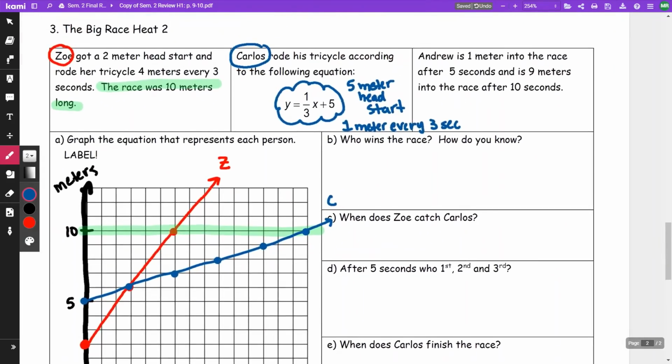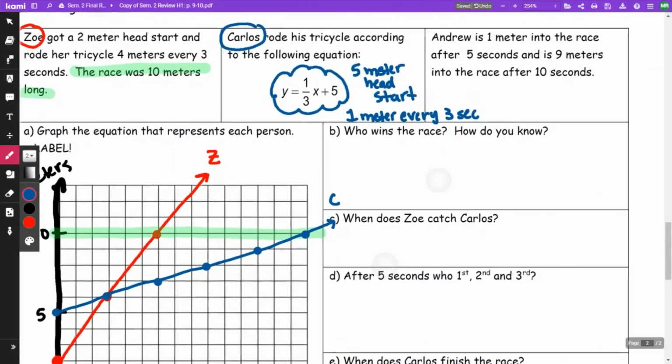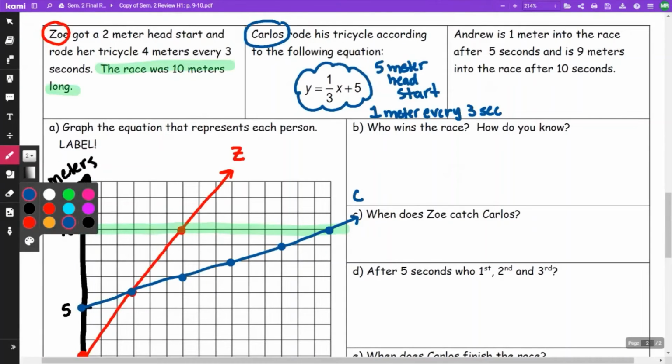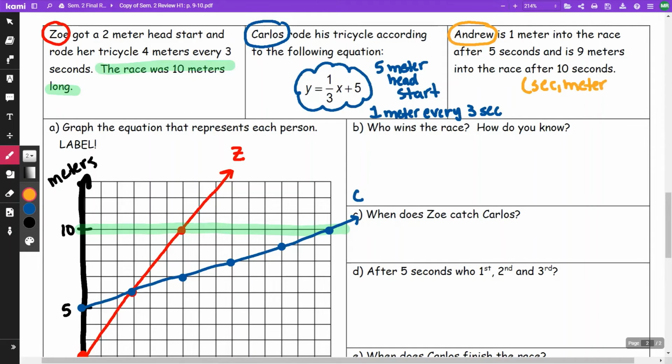Now, the next person, Andrew, is 1 meter into the race after 5 seconds. Let's do Andrew in orange. That's really a point, written as seconds comma meters, because our X is seconds and our Y is meters. So it's going to be 5 seconds, 1 meter. And then we have another point, 9 meters in the race after 10 seconds. So that's 10 seconds, 9 meters.